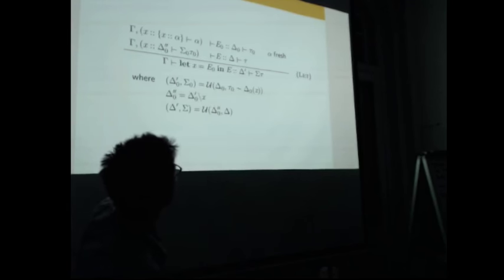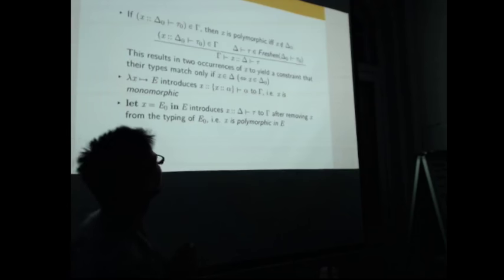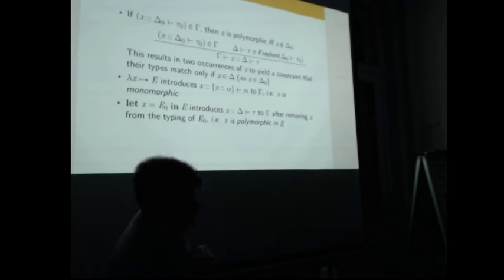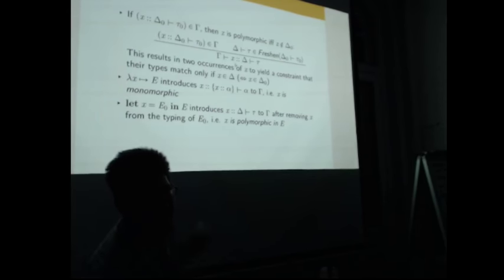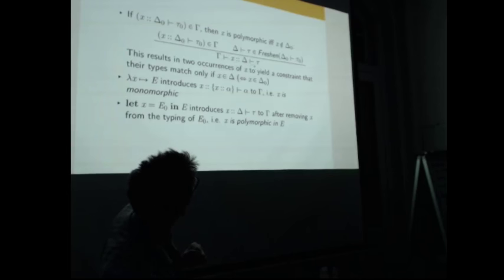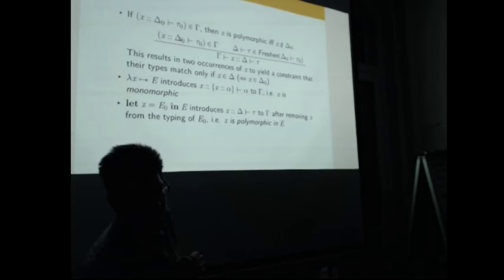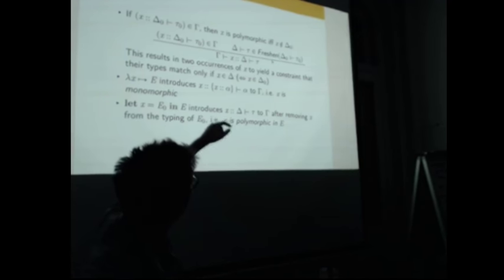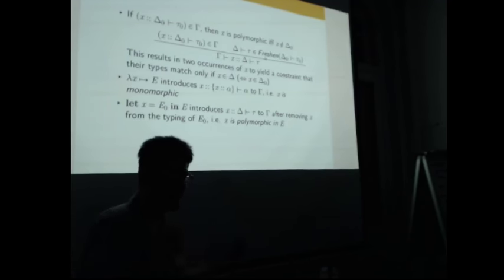So why is this polymorphic? What does this have to do with Hindemith? It turns out that if you look at the rule for a variable occurrence here, right? That rule says that we take whatever monomorphic context x has in gamma and we refresh that. So there are two cases possible here. Either delta contains x or it doesn't.